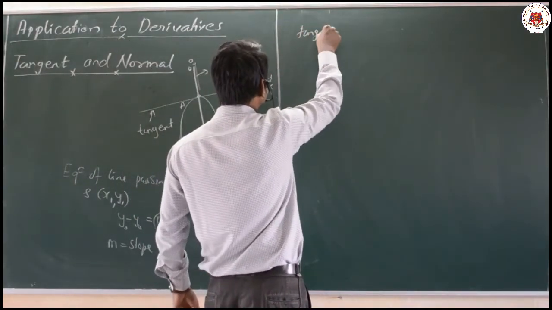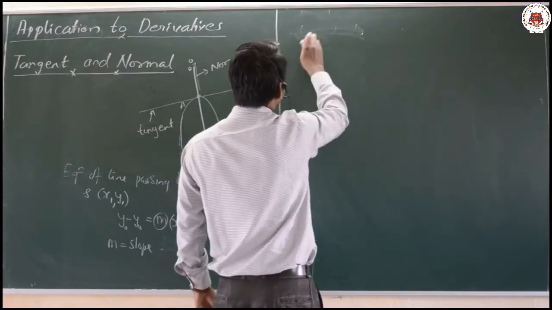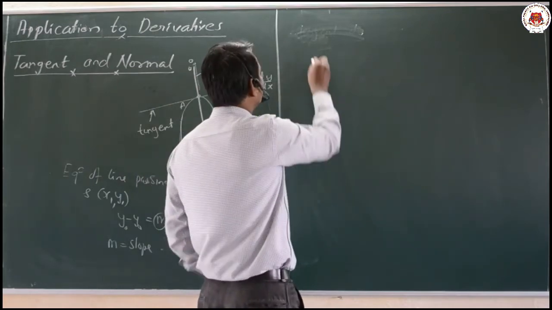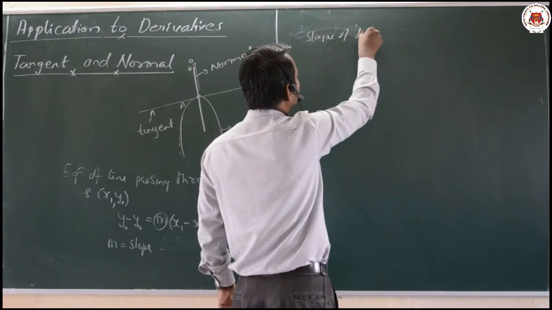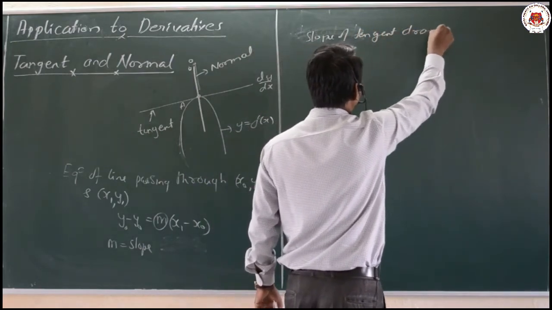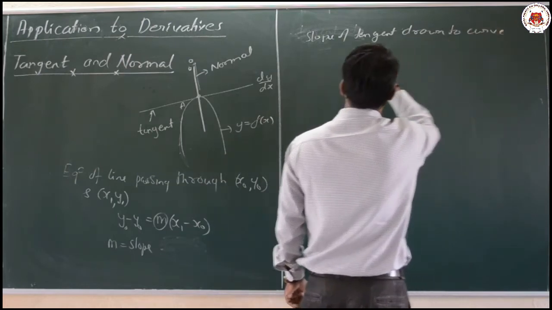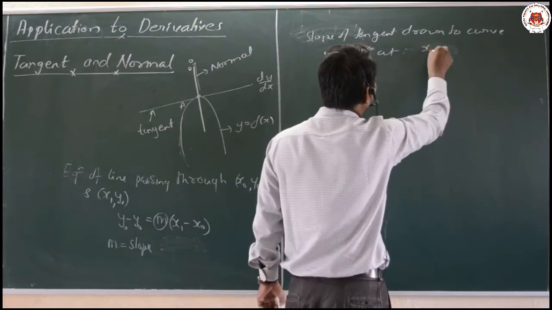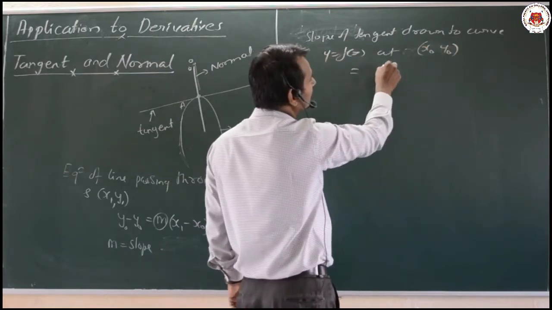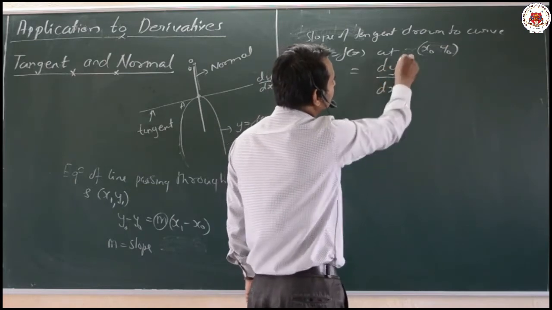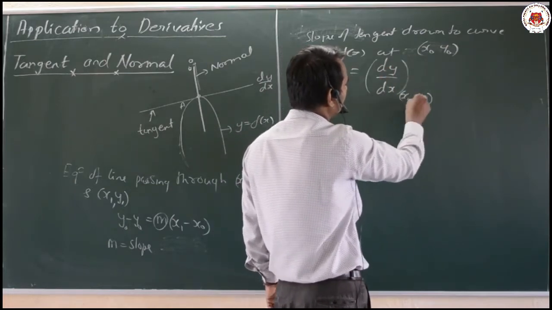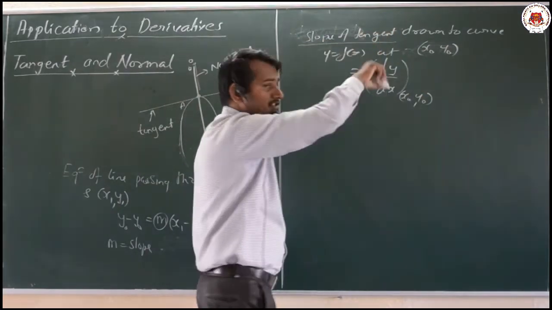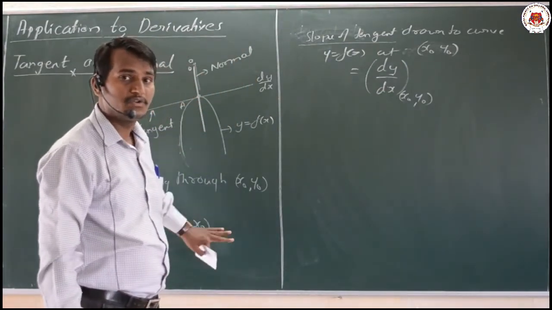The slope of the tangent drawn to the curve y is equal to f of x at x naught y naught is given by dy by dx at x naught y naught, or else simply at x naught you can write. So the tangent drawn to the curve, its slope is nothing but m, as you know from your first PUC.